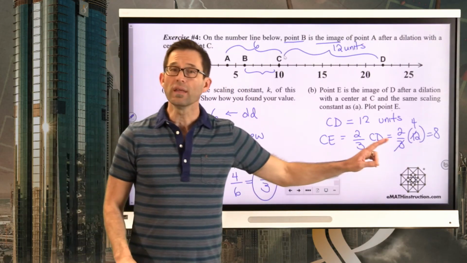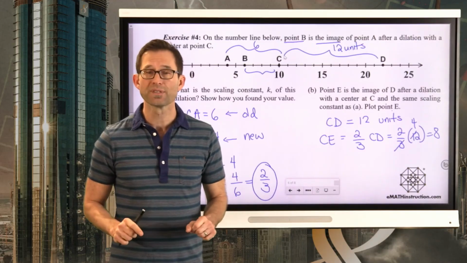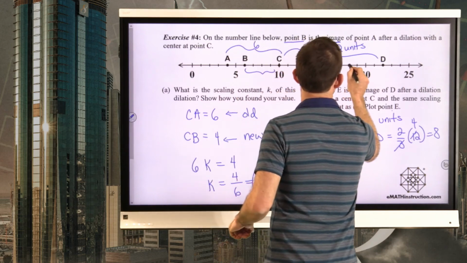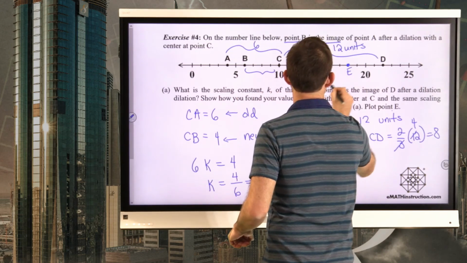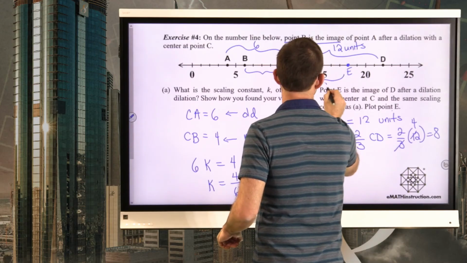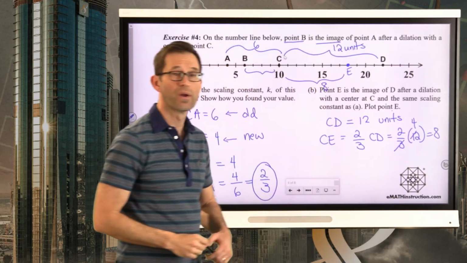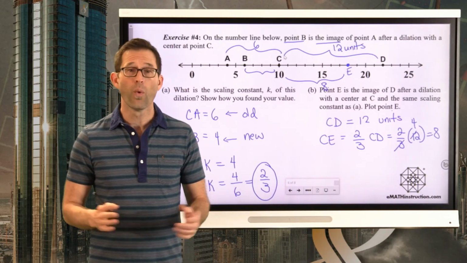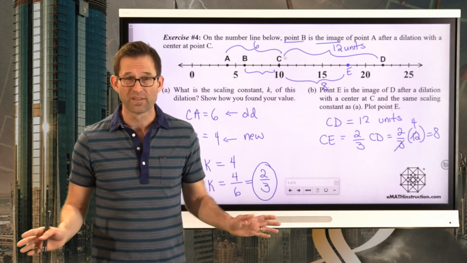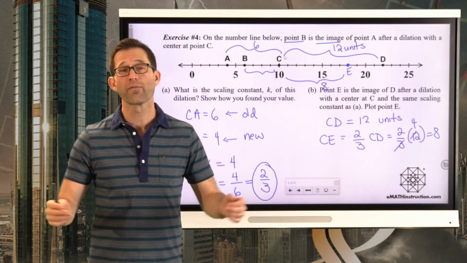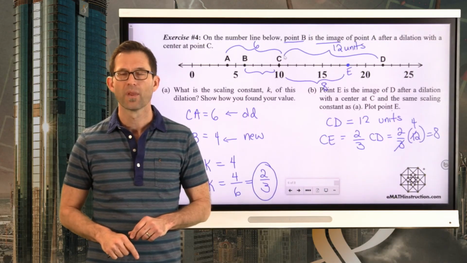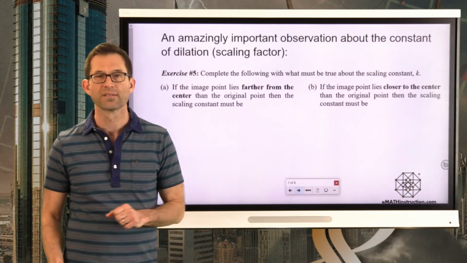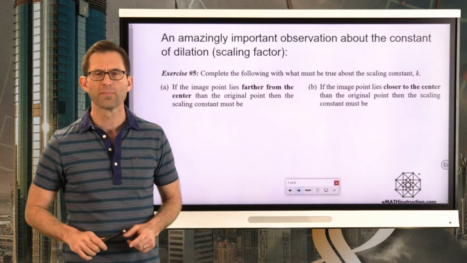That tells me that E must lie 8 units away from C in the same direction as D. So that has to lie at 18, because it's got to be 8 units away from 10. So there it is. And notice, by the way, that E also got closer to the center of dilation. If one point gets closer to the center, all the points get closer to the center. Also, if one point gets farther away from the center, all points get farther away from the center. So let's now make a very, very important observation about scaling constants and dilations. An amazingly important observation.